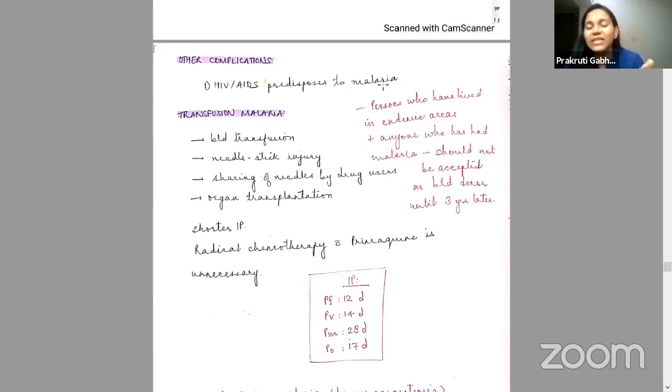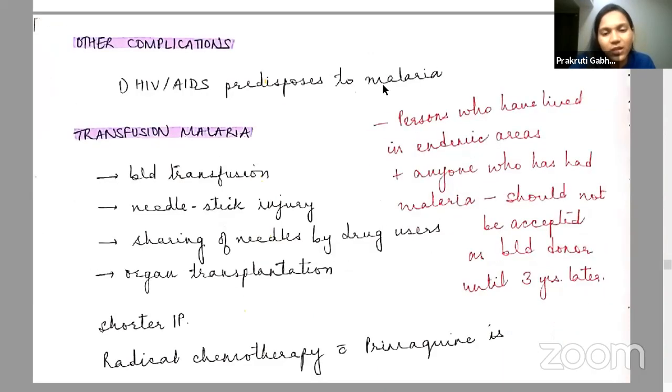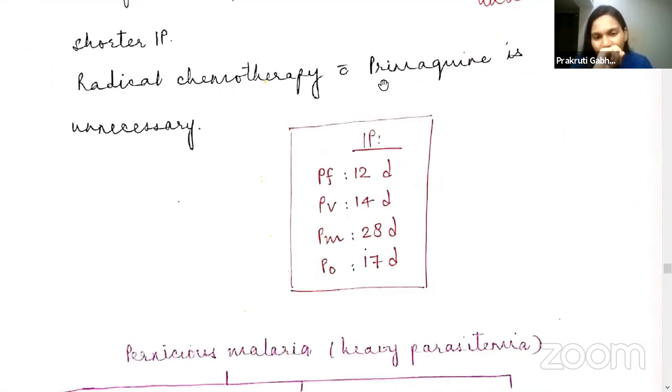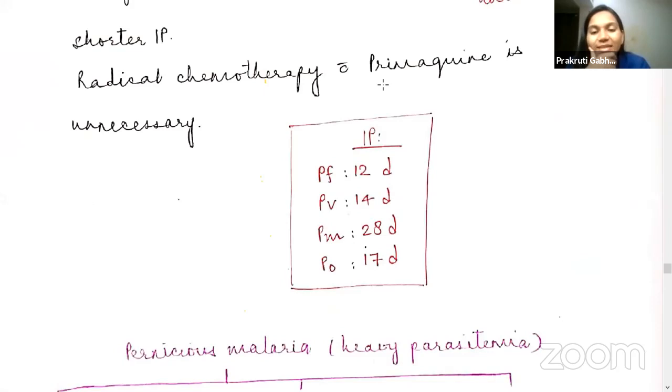I thought of revising the incubation periods that we've already discussed for all the 4 species. So for falciparum, I've written it here, it's 12 days. I'm sorry. For vivax, it is 14 days. Malariae, it is 28 days. And ovale, it is 17 days.